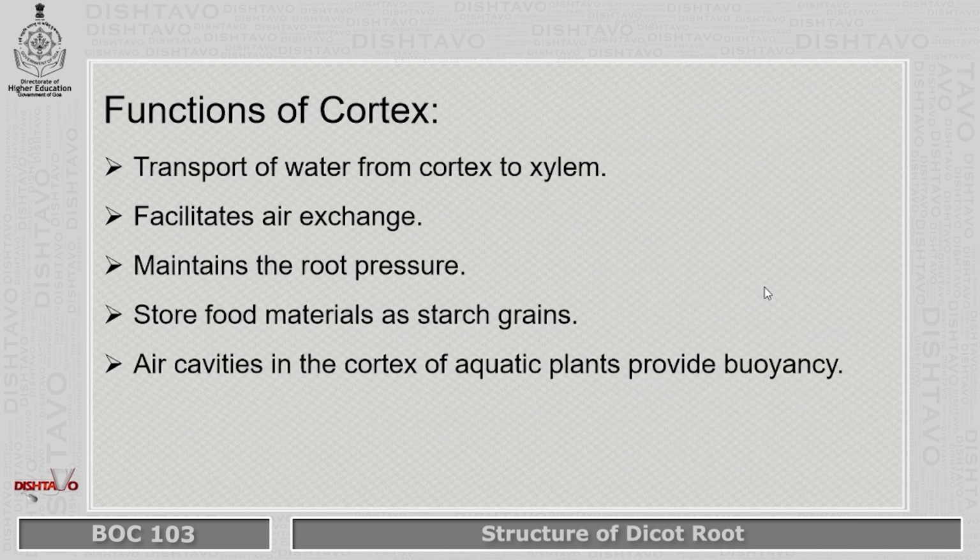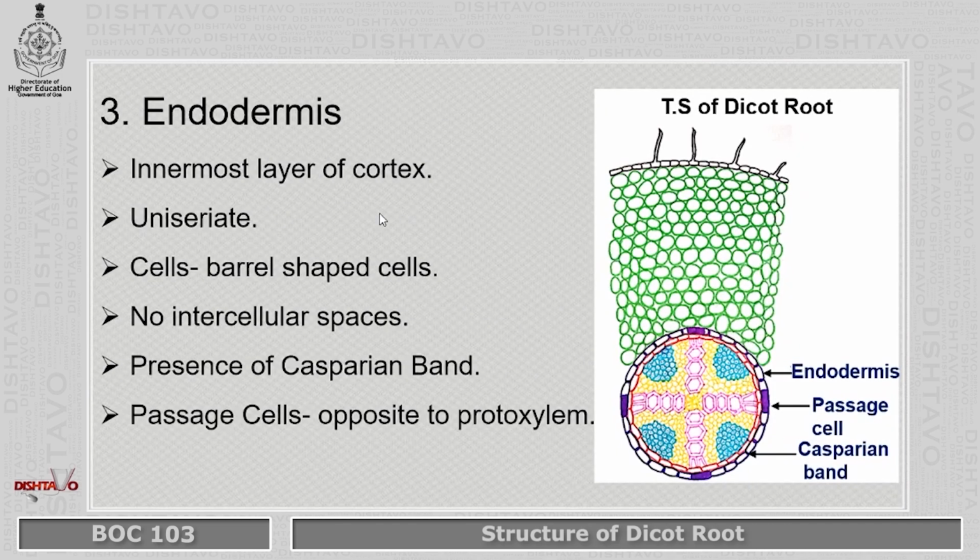The functions of cortex: it helps in transport of water from cortex to xylem. It facilitates air exchange, maintains root pressure, and also stores food material as starch grains. The air cavities in the cortex of aquatic plants provide buoyancy. The third layer is endodermis. Here you can see this is endodermis, the third layer.